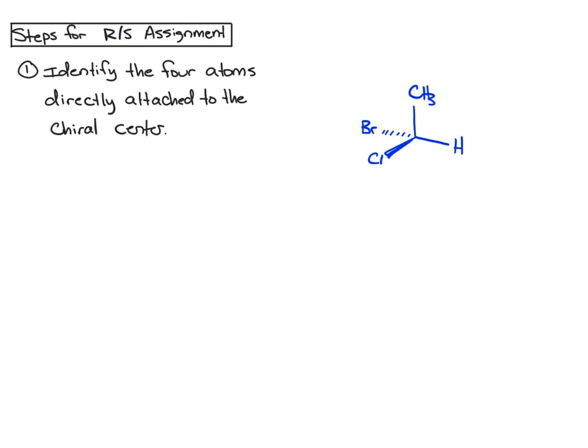So in this molecule, here's our chiral center, and we want to identify the 4 atoms directly attached. We have a hydrogen, a chlorine, a bromine, and a carbon directly attached to the chiral center.